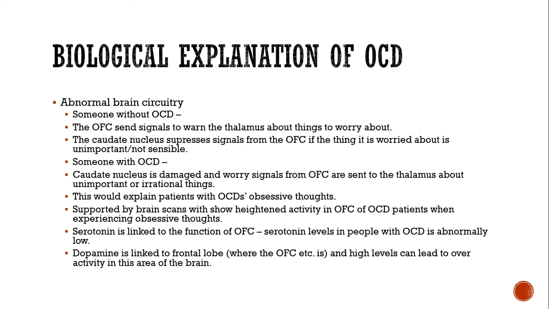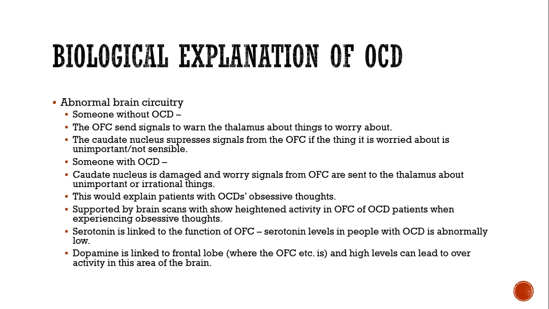And this would, of course, explain patients with OCD's obsessive thoughts, the fact they can't stop worrying and thinking about things, because the nucleus, which usually stops worry signals from the OFC to the thalamus, isn't working, so the OFC is constantly sending worry signals to the thalamus. Okay. And this is supported by brain scans that show heightened activity in the orbitofrontal cortex of OCD patients, especially when they're experiencing obsessive thoughts. Those obsessive thoughts in anybody else, those worries might be caught and stopped by the nucleus, but in OCD patients they're not.